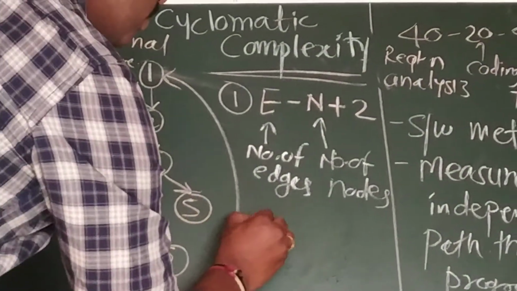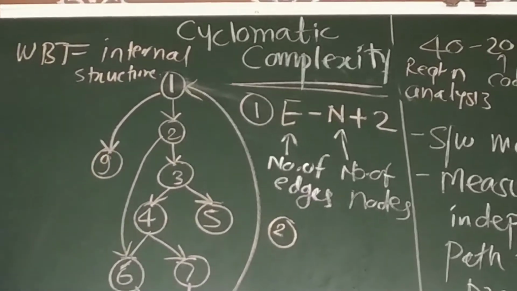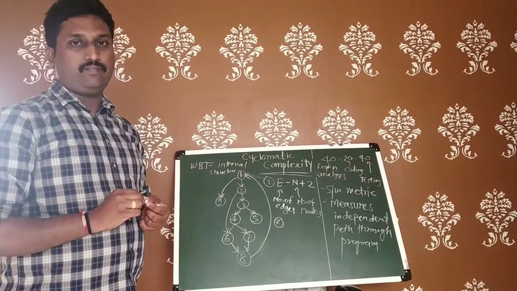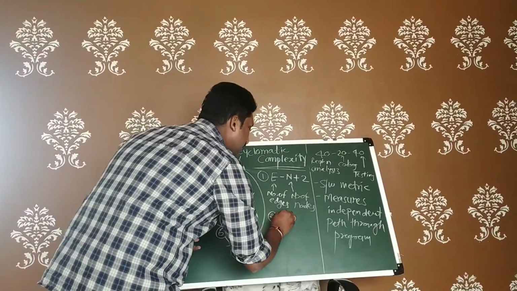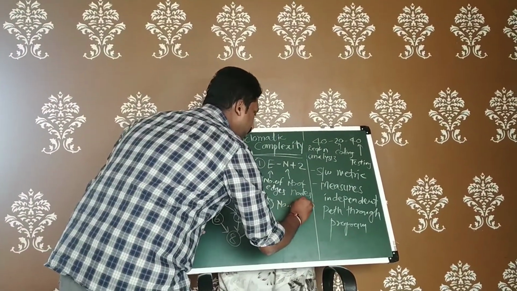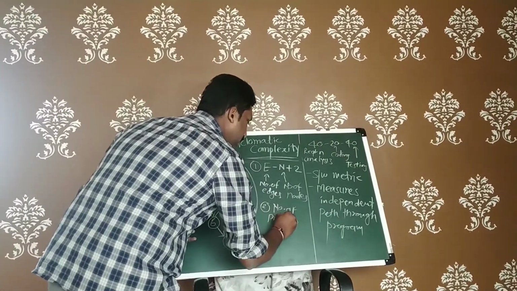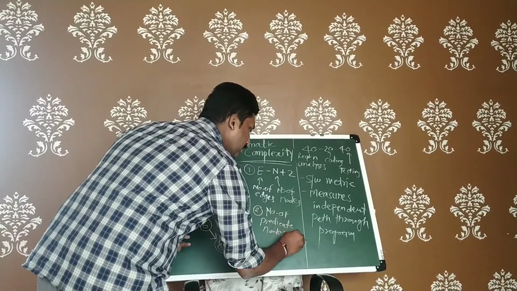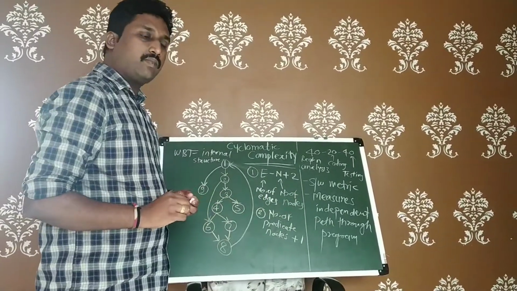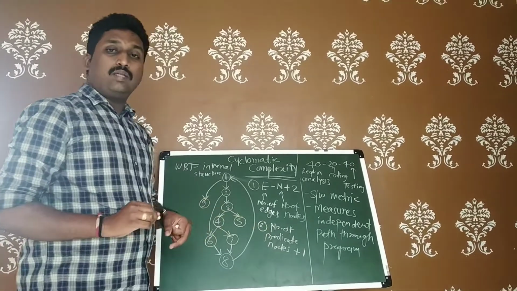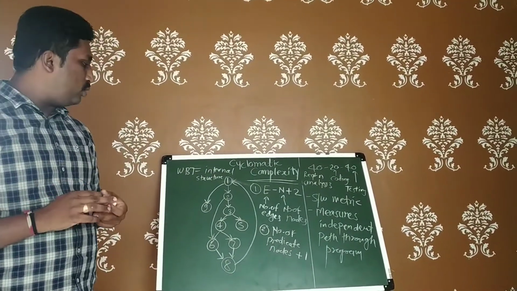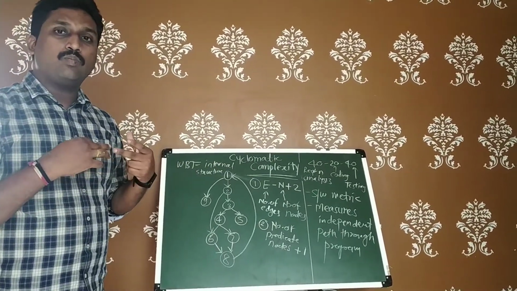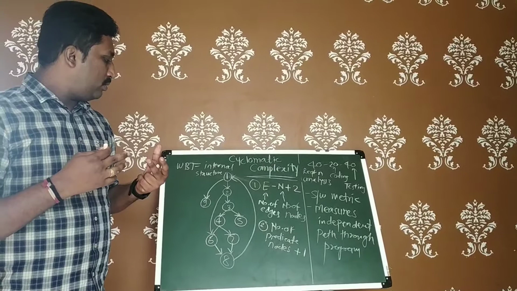Formula number 2 to calculate the cyclomatic complexity is by using the predicate nodes: number of predicate nodes plus 1. What is a predicate node? The predicate nodes are those nodes which have outgoing links.